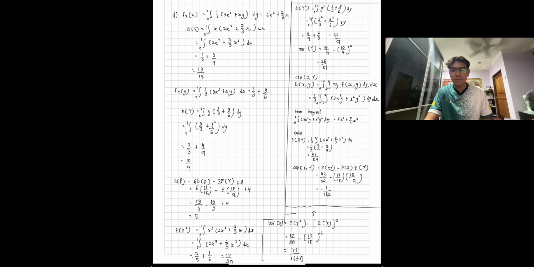the mean of P is obtained using the linearity property of expectation. The expected values of X and Y are first determined from their marginal density functions. So substituting these values into the expression for E(P) gives E(P) equals 6E(X) minus 3E(Y) plus 4, which evaluates to E(P) equals 5.